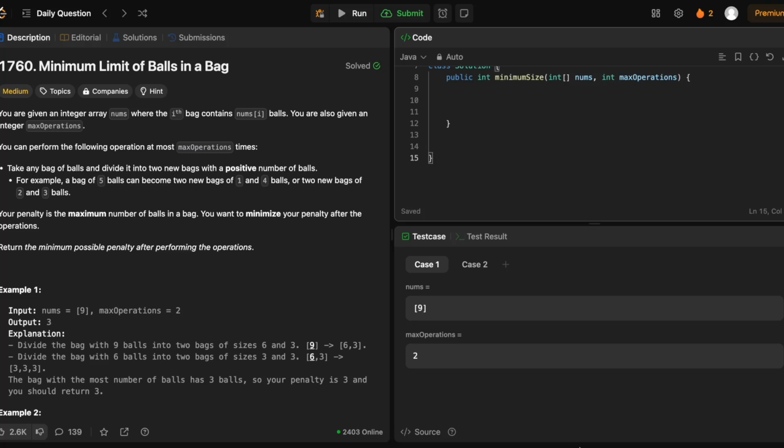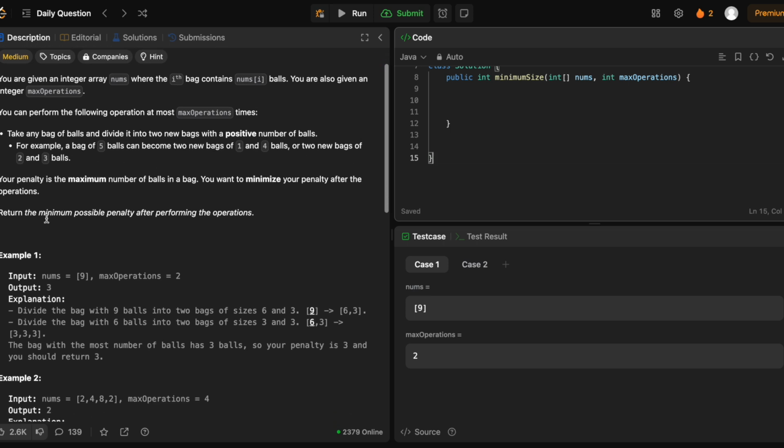It reads: you're given an integer array nums where the ith bag contains nums[i] balls. You are also given an integer maxOperations. You can perform the following operation at most maxOperations times: take any bag of balls and divide it into 2 new bags with a positive number of balls. For example, a bag of 5 can become 2 new bags of 1 and 4 balls, or 2 new bags of 2 and 3 balls.